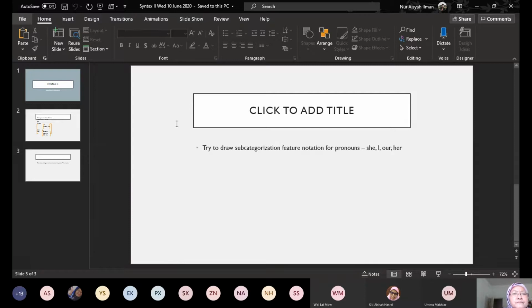Can you give me the sentence? Yang I bagi untuk buat subcategorization tu. I ate an apple. Yes, doctor. So then we have to determine how many words we have to give subcategorization features. So we break it into there's I.